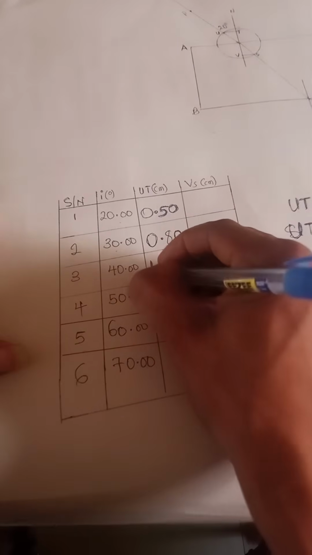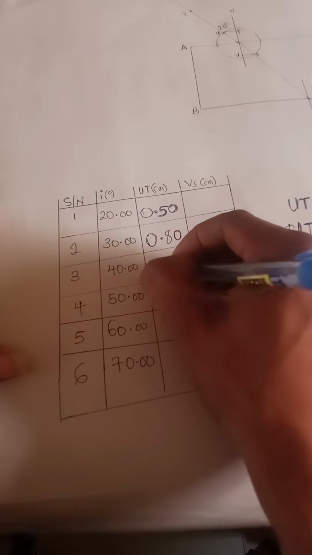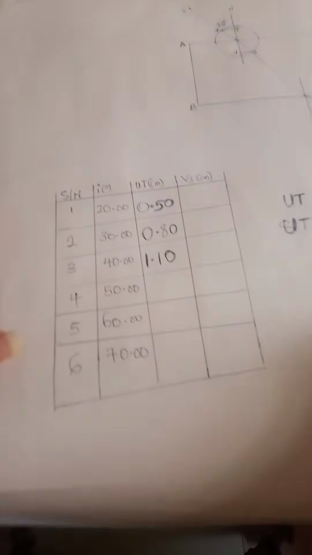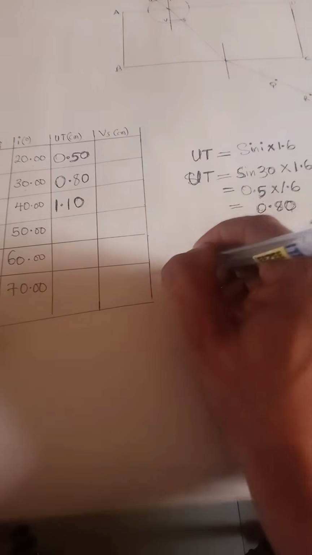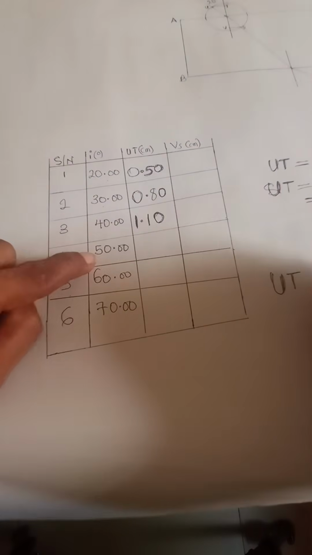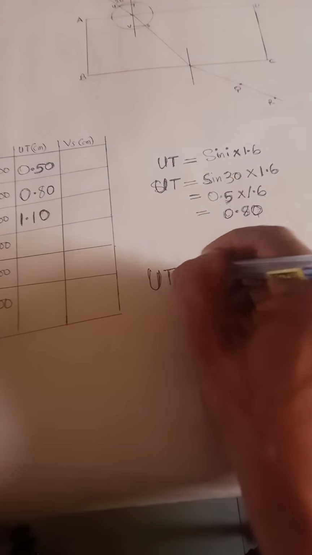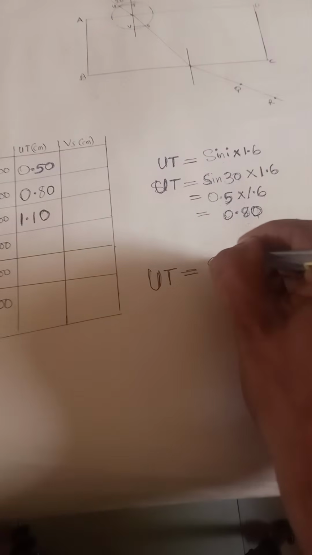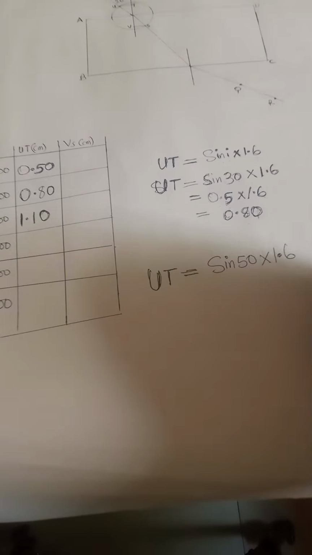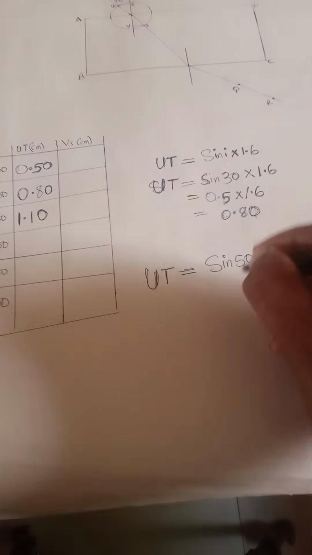I prefer taking 1.10, so let me write 1.10. Then I will go to the next one. UT again, when the angle is 50. Say UT is equal to sine 50 times 1.6.